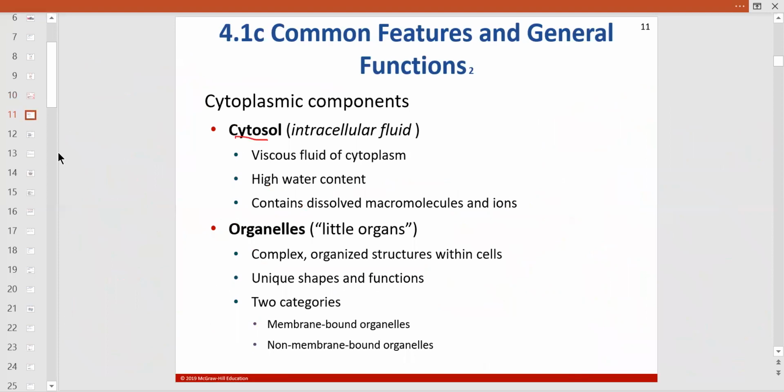So the cytosol is intracellular fluid, and that's the fluid part of the cytoplasm, right? Of course, everything's high water content. I don't think there's any place where there's low water content where there's a fluid, except maybe the back of the eye. There's a vitreous humor. It's a little gelatinous. Cute little organs, organelles, right?